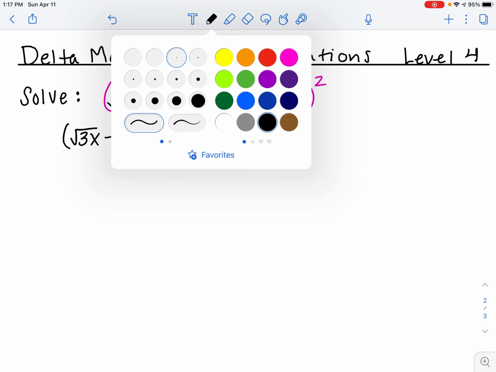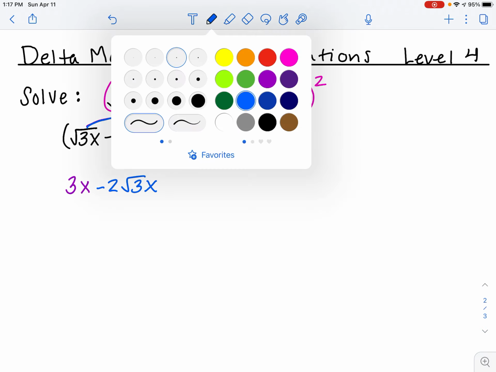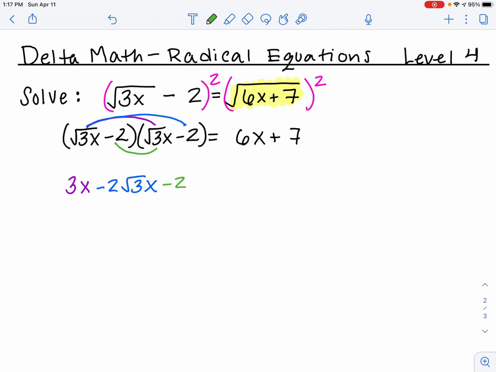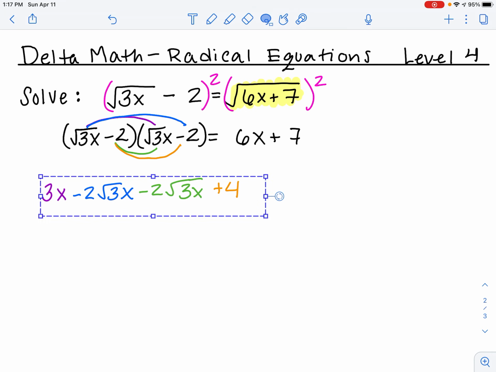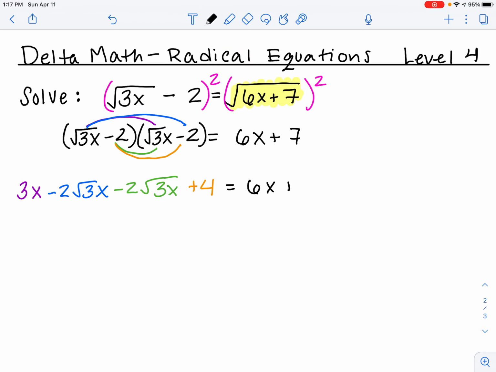So I'm going to go ahead and FOIL. You can think about it as just distributing. If I multiply the square root of 3x times the square root of 3x, it's the same square root twice, so the square root symbol is going to cancel out. The square root of 3x times negative 2 is negative 2 square root of 3x. We have another negative 2 square root of 3x, almost forgot the x there. And then negative 2 times negative 2 is positive 4. That's still just going to equal 6x plus 7.